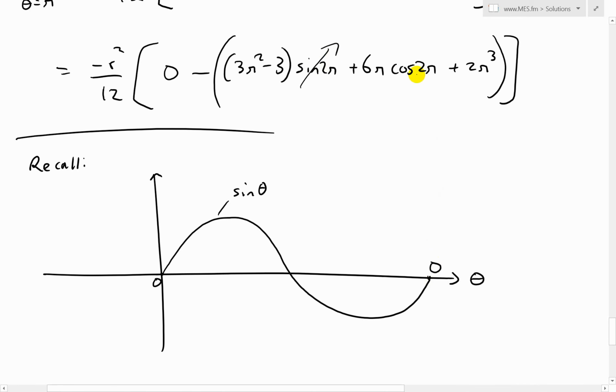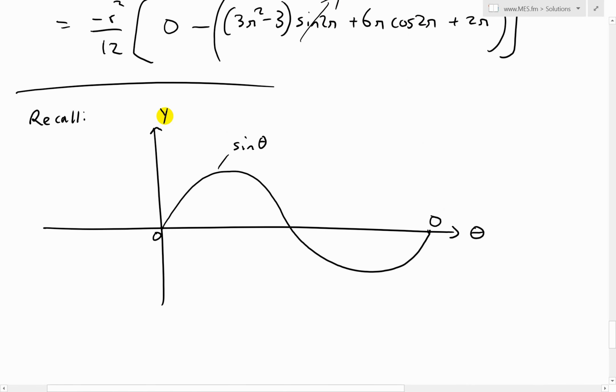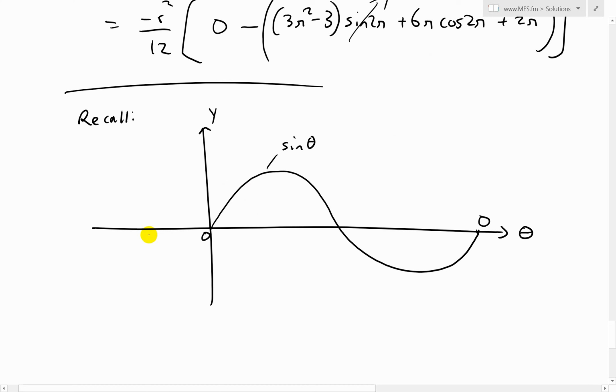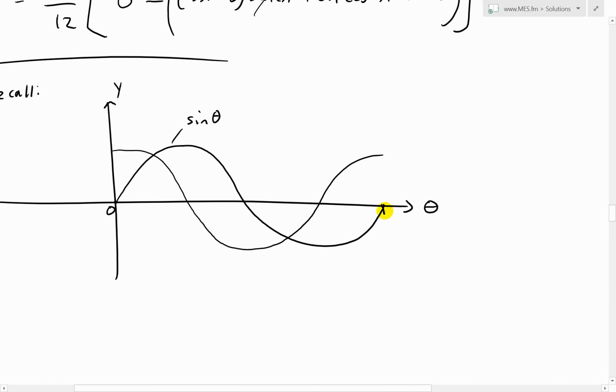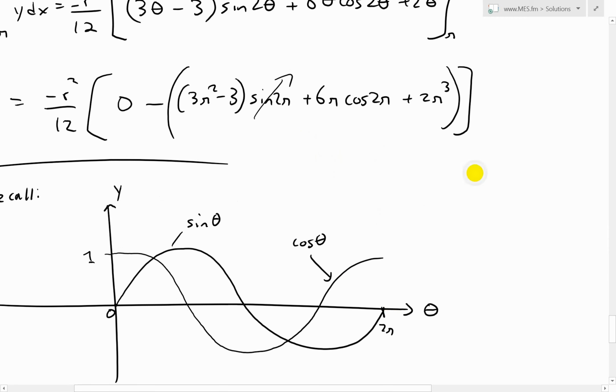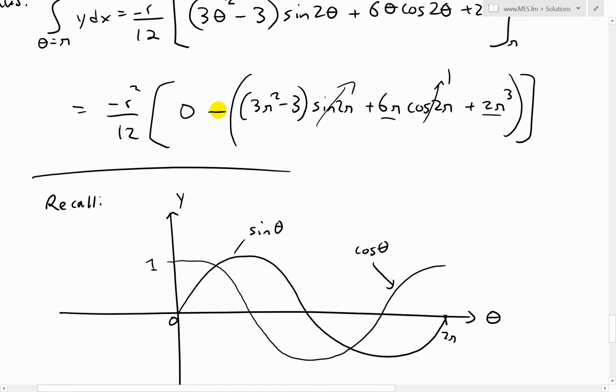Now for the cosine, I'll put the y axis like that. Cosine looks something like this. I'll draw this better. So the cosine looks something like that, where this is at 2 pi. This is our cosine function, and as you can see, this one is at 1. That's a height of 1. So this means this value goes to 1. So all we're left with is 6 pi plus 2 pi cubed, but we're subtracting it, but then there's a negative here, so let's just add a positive like that.